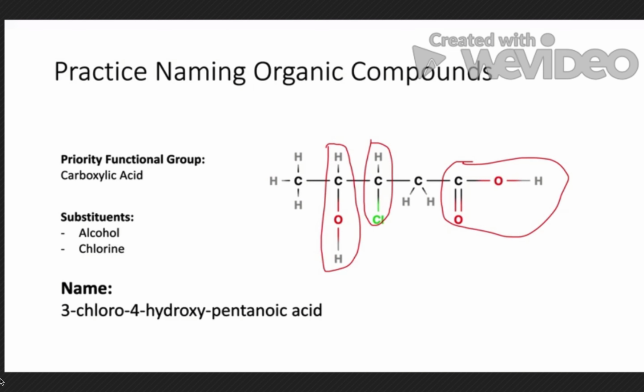Now that we know what our functional groups are and where they are located, we can name this molecule 3-chloro-4-hydroxypentanoic acid.